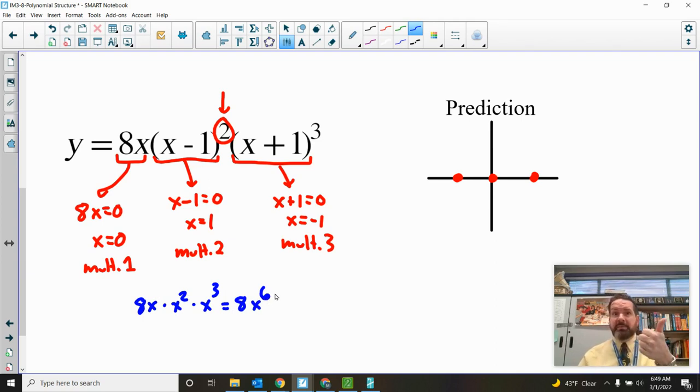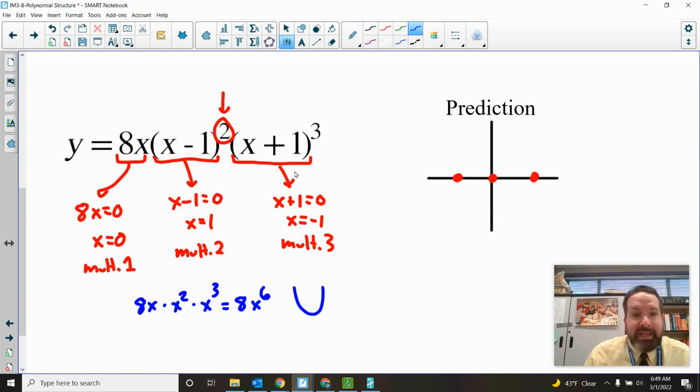Even degree means my end behaviors are going to be the same. Positive leading coefficient means that my graph is going to be rising on the left and on the right. So my end behavior is going to look something like this. If we put this together with what we now know about multiplicities, which can tell us what things look like in the middle, we can get a sense of what this graph looks like.